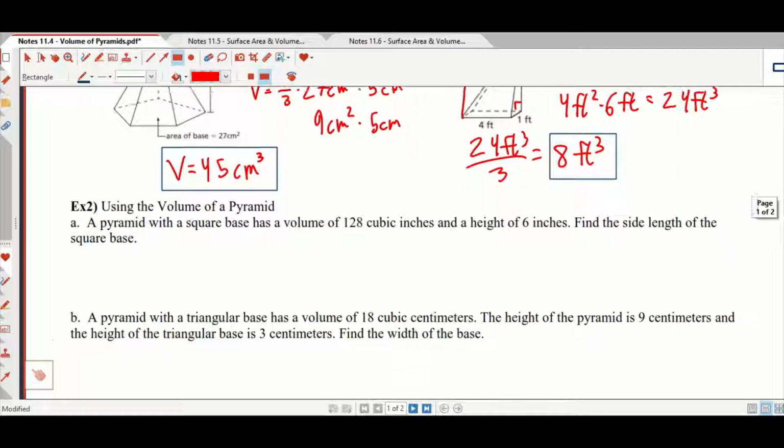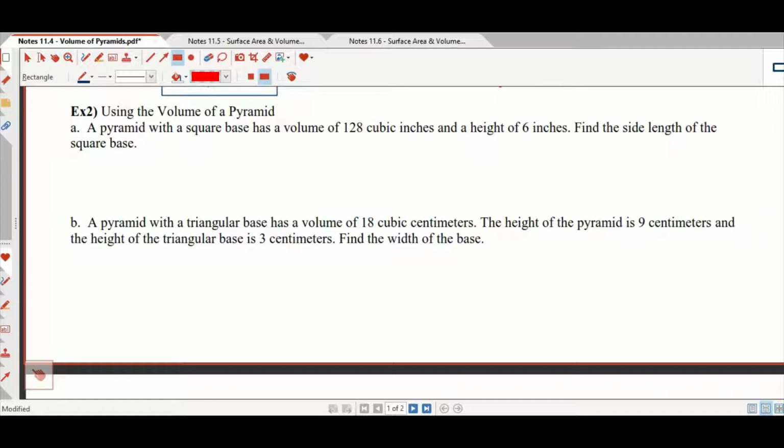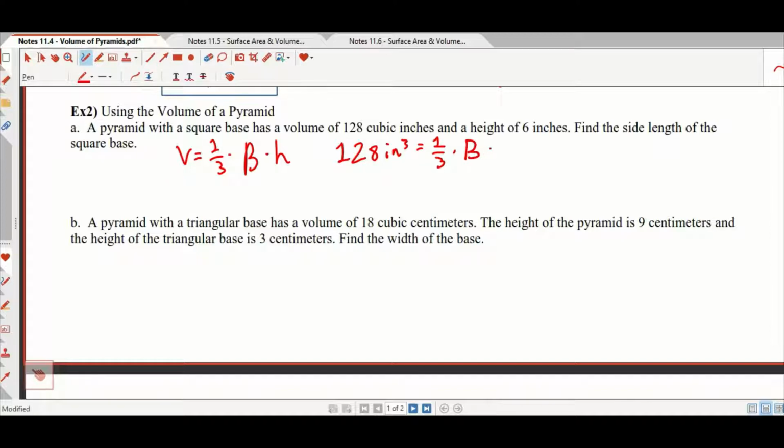Okay. Now let's suppose that we're given the volume of a pyramid. A pyramid with a square base has a volume of 128 cubic inches and a height of 6 inches. Find the side length of the square base. So remember, the volume of a pyramid is equal to 1/3 times the area of the base times the height. Now we know the volume is 128 cubic inches, so 128 inches cubed is equal to 1/3 times the base, which we do not know, times the height, which is 6 inches.